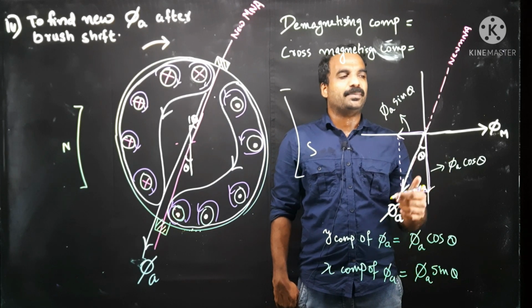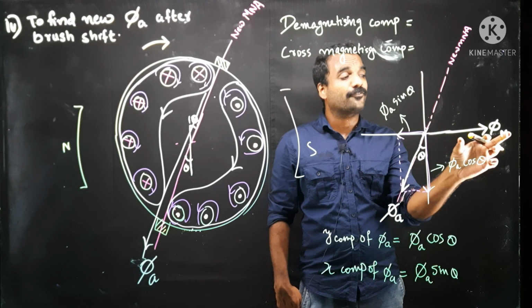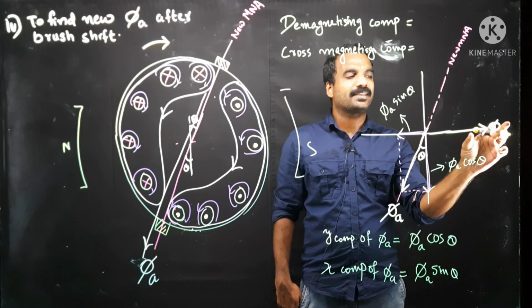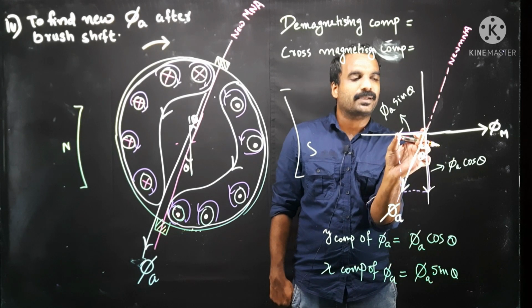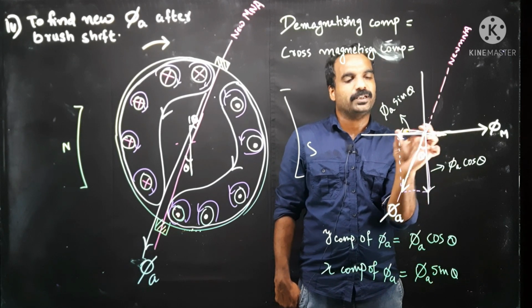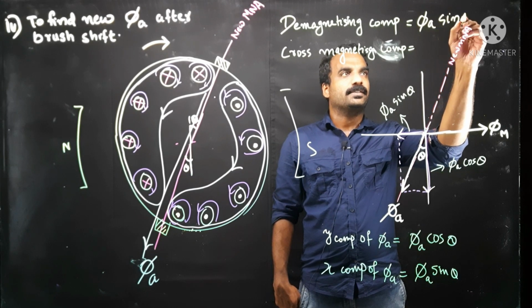So, which component is demagnetizing? This one or this one? Demagnetizing the main flux. From the figure itself it is clear. This component is just opposite to main flux. So, it will demagnetize. So, that is phi A sin theta.